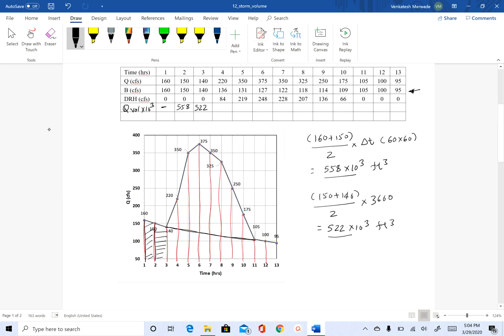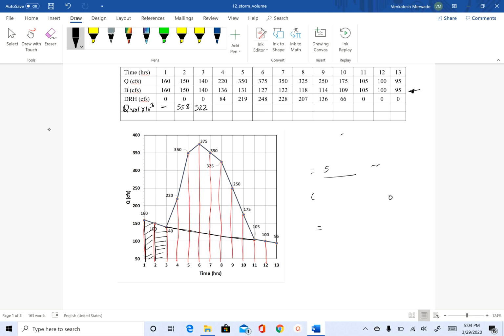Okay, so I have done all this, and the total volume that I get for the stream flow hydrograph is, so Q total that I get is 9.6 times 10 to the power of 6 cubic feet. So this is how we got the volume for the total stream flow, which was to divide the entire hydrograph into these trapezoids.